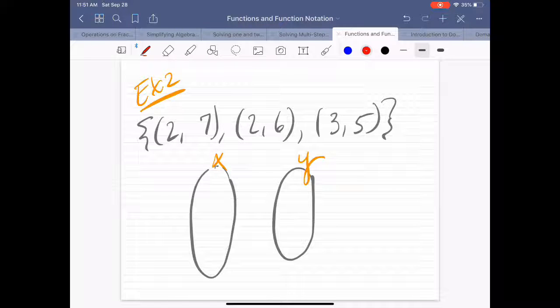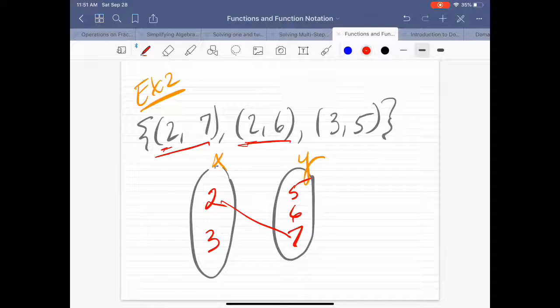Example 2. So let's map it out. The x values are 2 and 3. And yes, the 2 repeated, so I wrote it down one time. Let me list the y values, the elements in the y. Those are 5, 6, and 7. And let's map it out. 2 goes to 7. 2 also goes to 6. And 3 goes with 5.